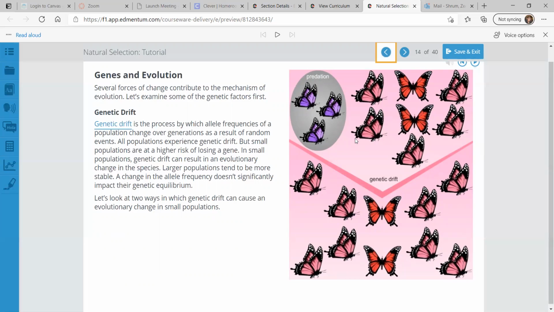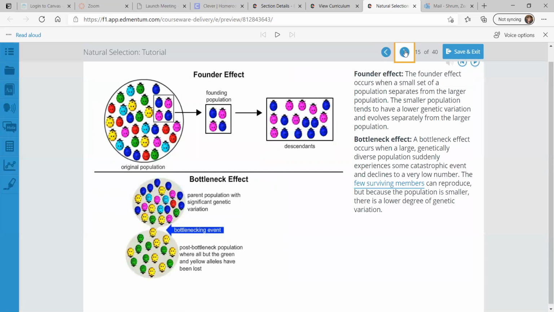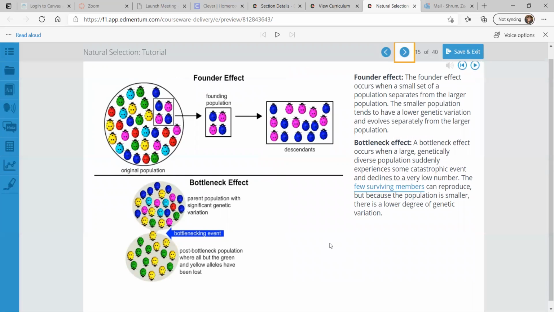Larger populations tend to be more stable. A change in the allele frequency doesn't significantly impact their genetic equilibrium altogether. So let's look at two ways in which genetic drift can cause an evolutionary change in small populations. So we have the founder effect and the bottleneck effect.